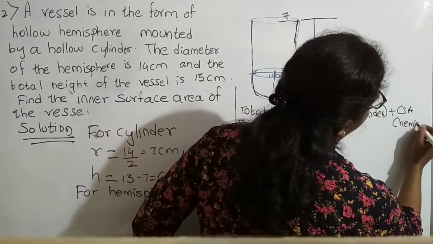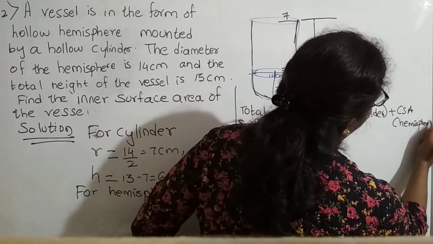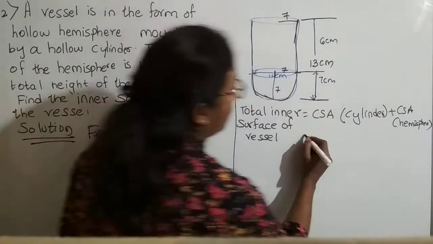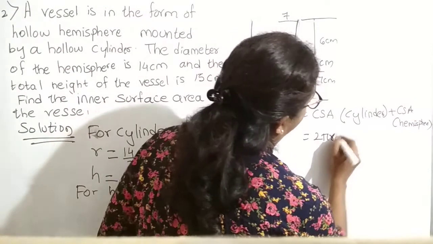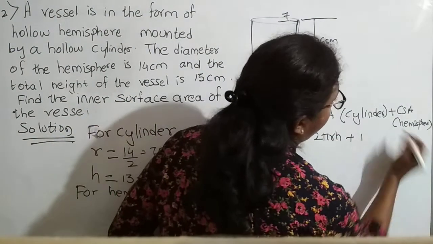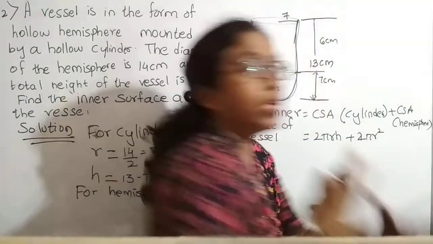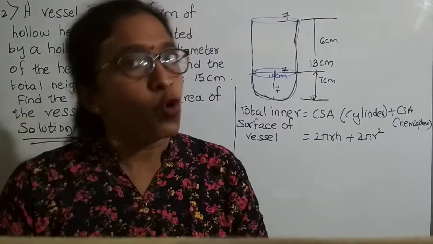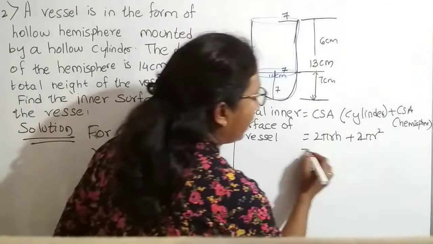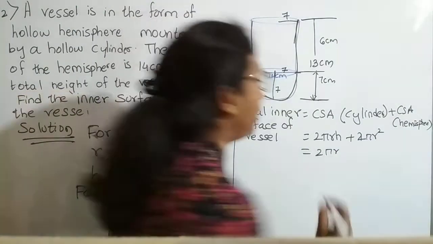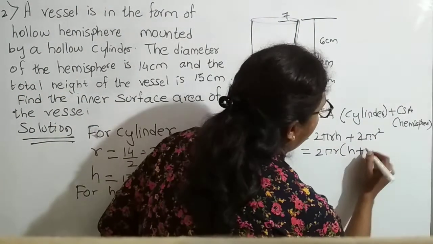So I have not found it separately, we can do it together because it is for 2 marks. So CSA of cylinder plus CSA of hemisphere. So this is nothing but 2 pi RH plus, here we have CSA of hemisphere is nothing but 2 pi R square. Can I take common? Very easily 2 pi R is common, so here we get H plus R.